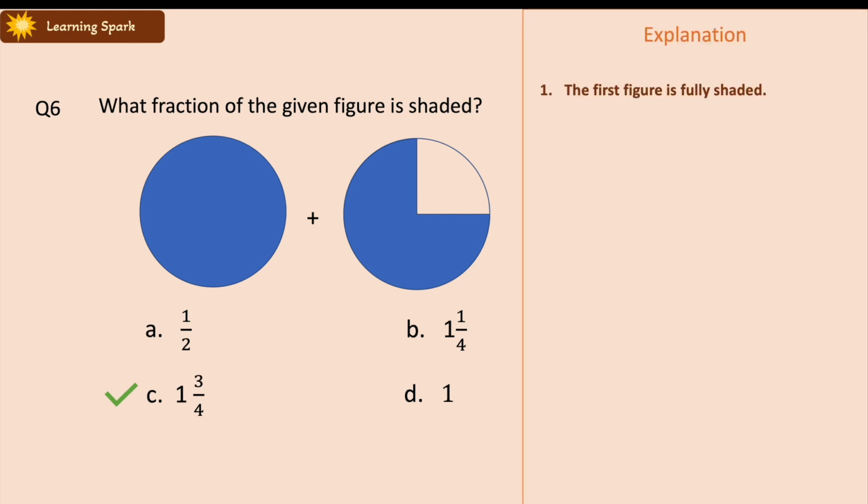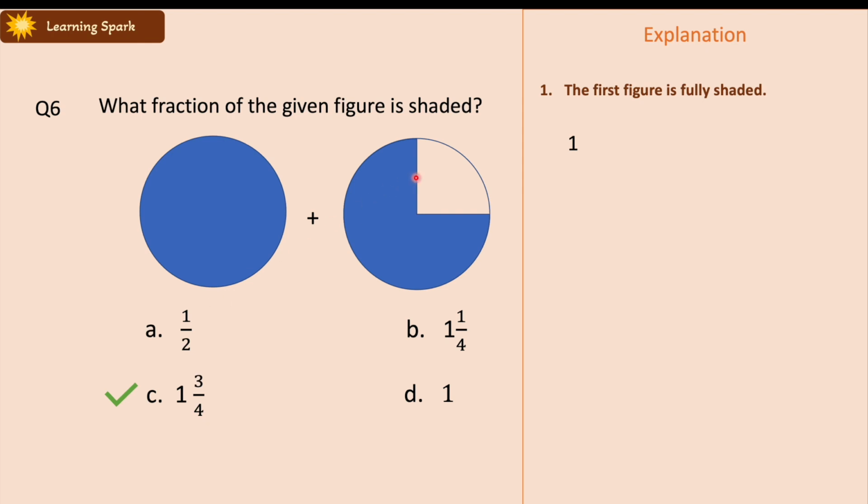The explanation. So see, the first figure is fully shaded. There are two figures we can see, this plus this. So what is the fraction that will represent this figure, right? That's the question. So see, the first figure is fully shaded. What does it mean by fully shaded? It means that it is one. The whole thing is taken. There is no part that is taken, but the whole thing is taken. Okay? So it represents 1.